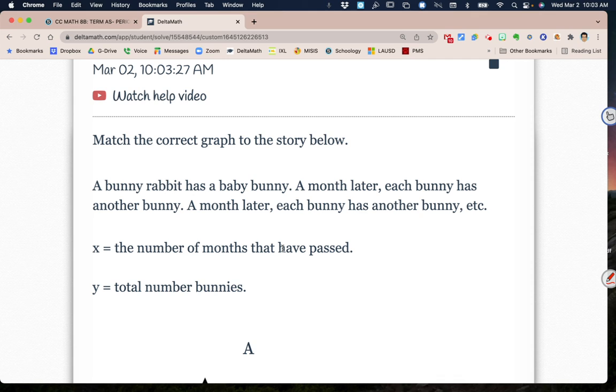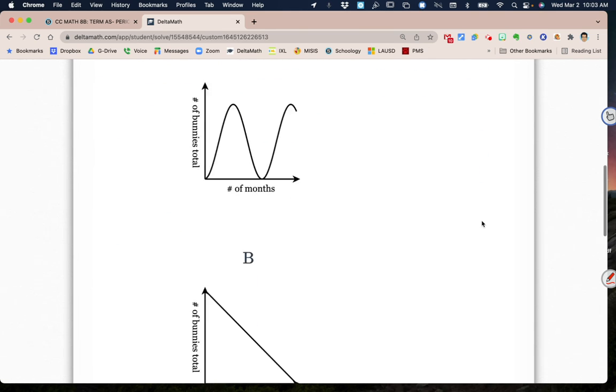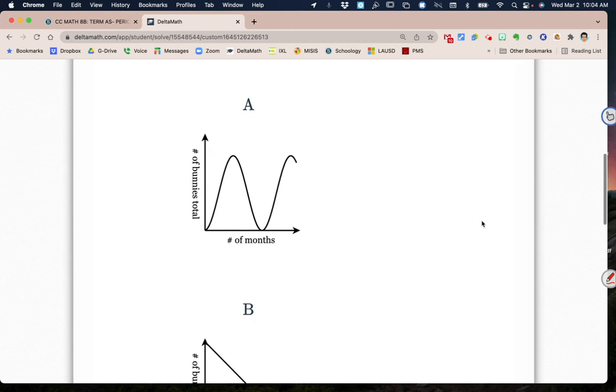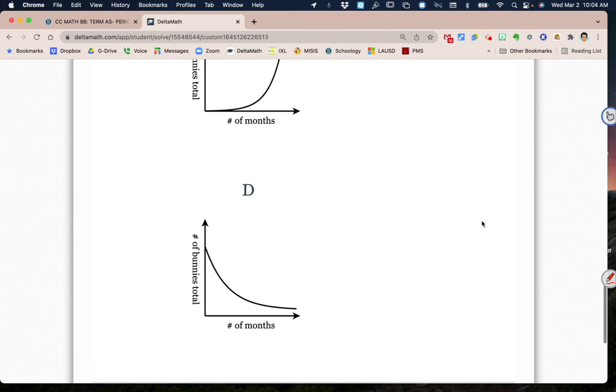Let's look at it. It says match the correct graph to the story. A bunny rabbit has a baby bunny. Oh, that's nice. A month later, each bunny has another bunny. Oh, gosh. And a month later, each bunny has another bunny, etc. So this is growing exponentially, very quickly. And before you know it, you have a lot of bunnies. So which of these graphs would describe that? A, B, C, or D?